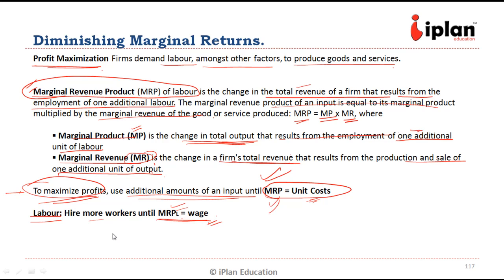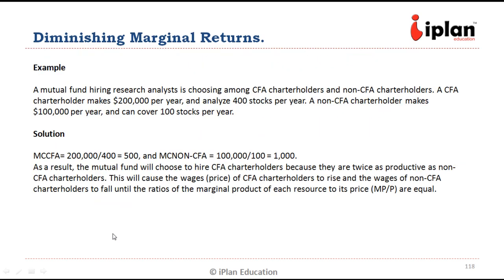Let us take an example here. Suppose a mutual fund is hiring research analysts and they are choosing among CFA charter holders and non-charter holders. A charter holder makes 200,000 a year and analyzes 400 stocks per year. This is the per unit; we can calculate the per unit cost. A non-charter holder makes 100,000 per year and can cover 100 stocks per year.